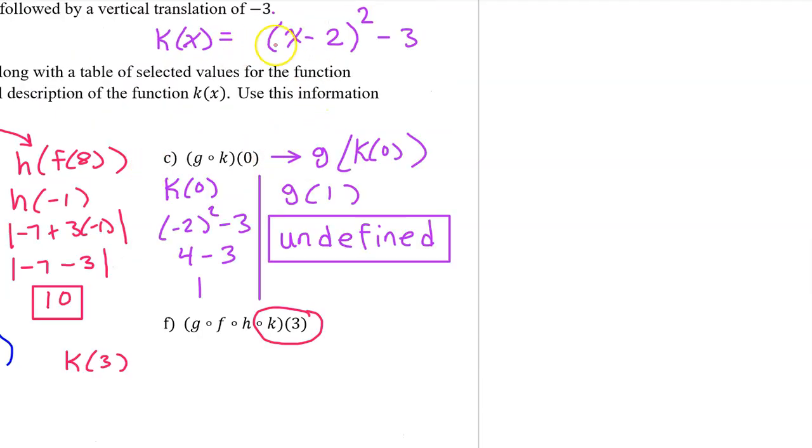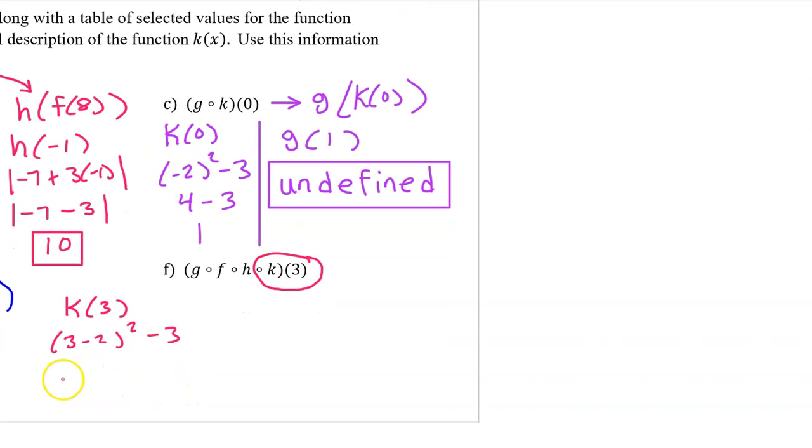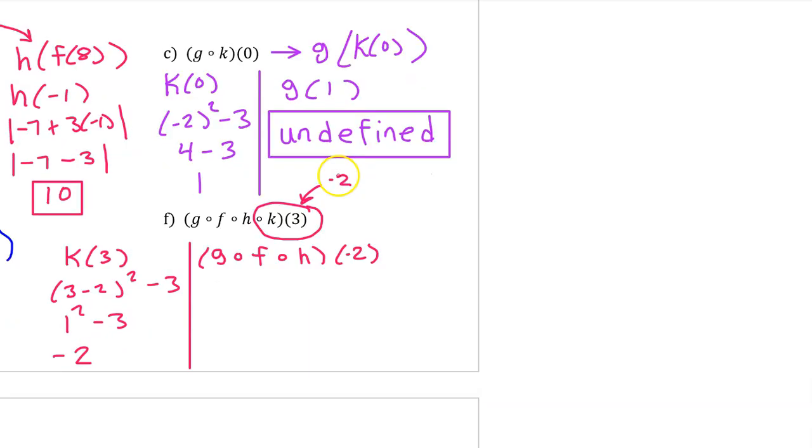K is this quadratic function that we invented. So k at 3 means plugging in 3 right here. 3 minus 2 is 1. How much of this do I feel like showing? So I guess I'll just go ahead and show 3 minus 2 squared minus 3. And then this is 1 squared minus 3. But this is really just 1 minus 3, which is -2.